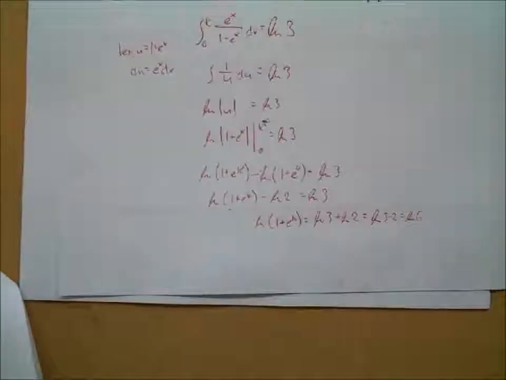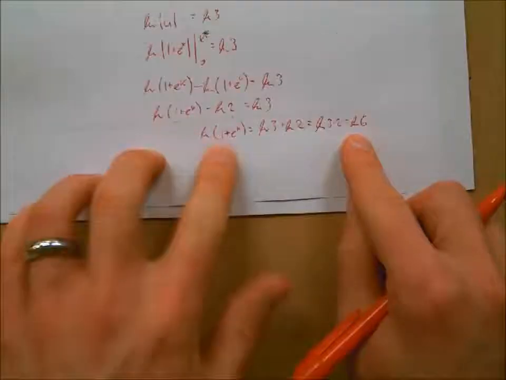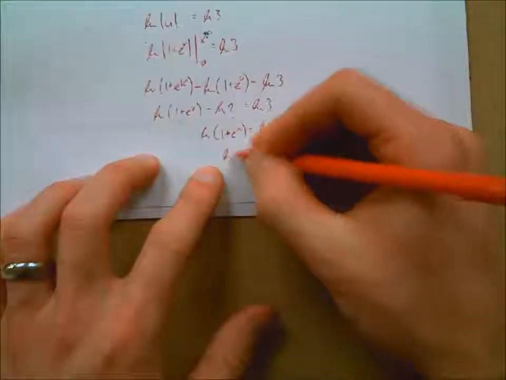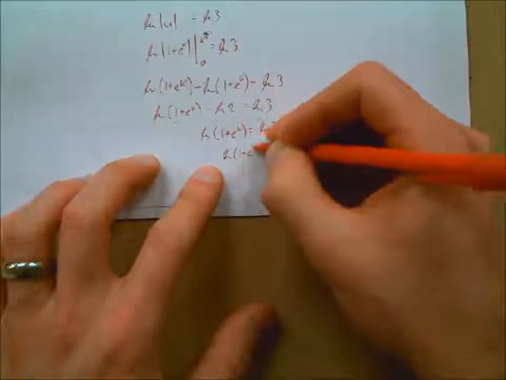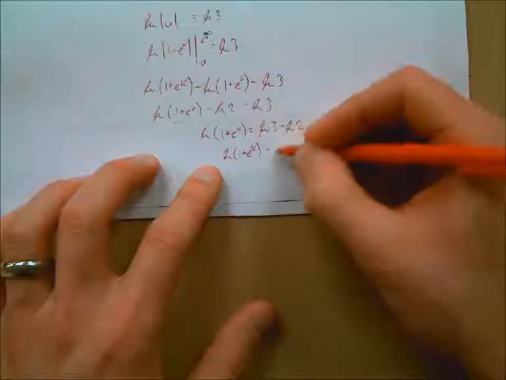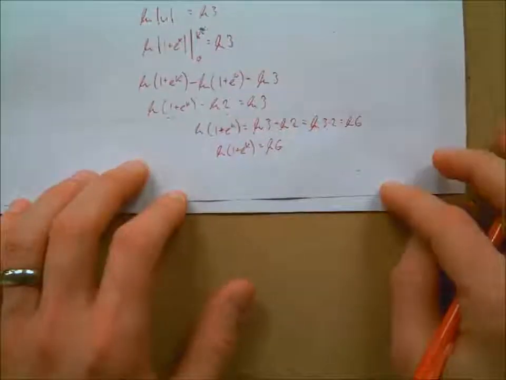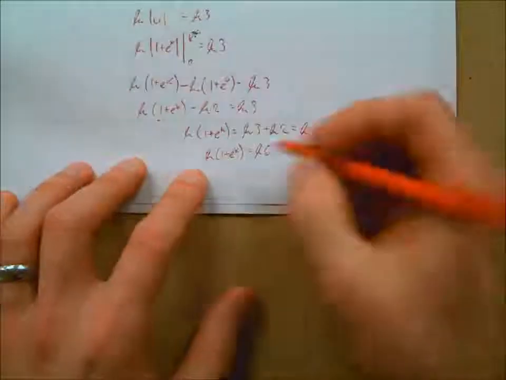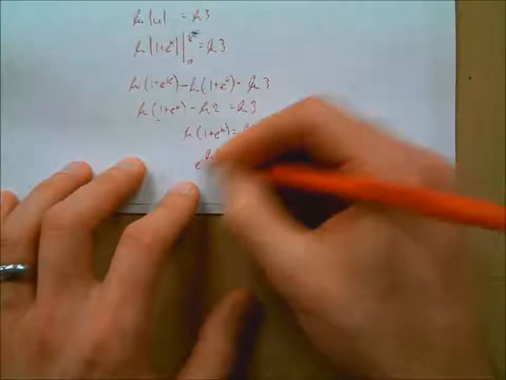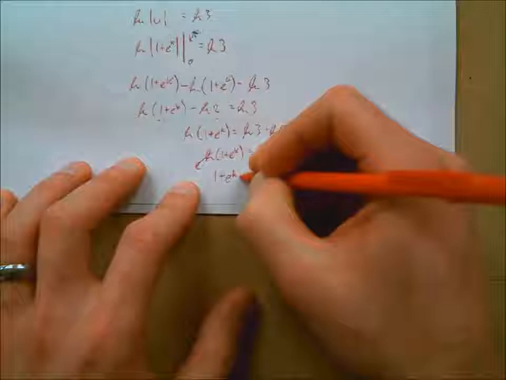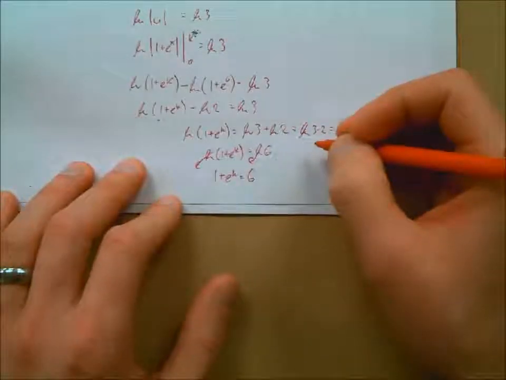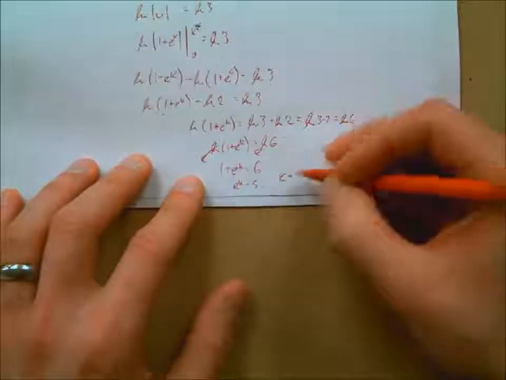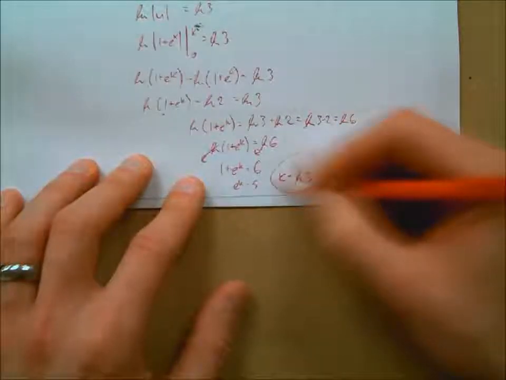And now since we have a natural log on this side and a natural log on this side, I'm going to rewrite it here. There we go. Now what should we do from here? E both sides, right? E to the power of each side. So we have 1 plus e to the k equals 6. E to the k equals 5. K equals natural log of 5.